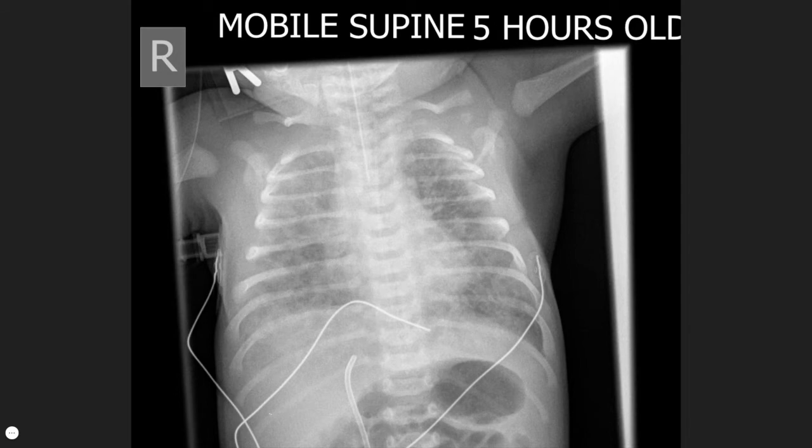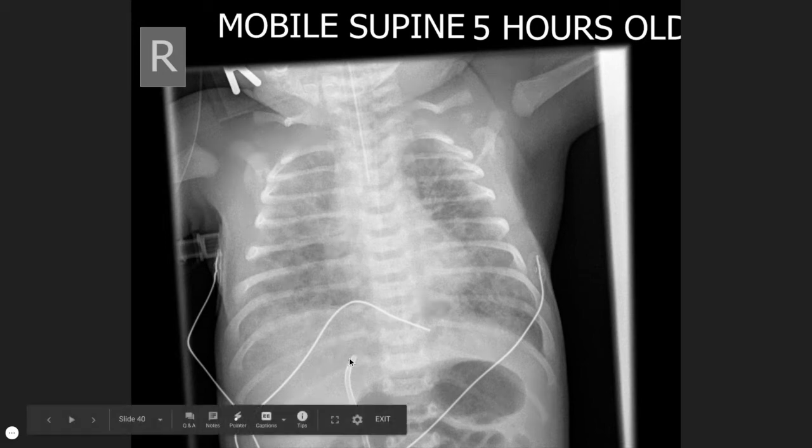This is a term/near-term baby born after a long, protracted delivery with fetal distress and passage of meconium. Notice that the lungs are widened with flattening of the diaphragms and multiple streaky opacities in keeping with subsegmental atelectasis. This is the classic presentation and imaging appearance of meconium aspiration. This child is clearly very sick, requiring intubation, and has a UVC in situ with its tip in the ductus venosus.